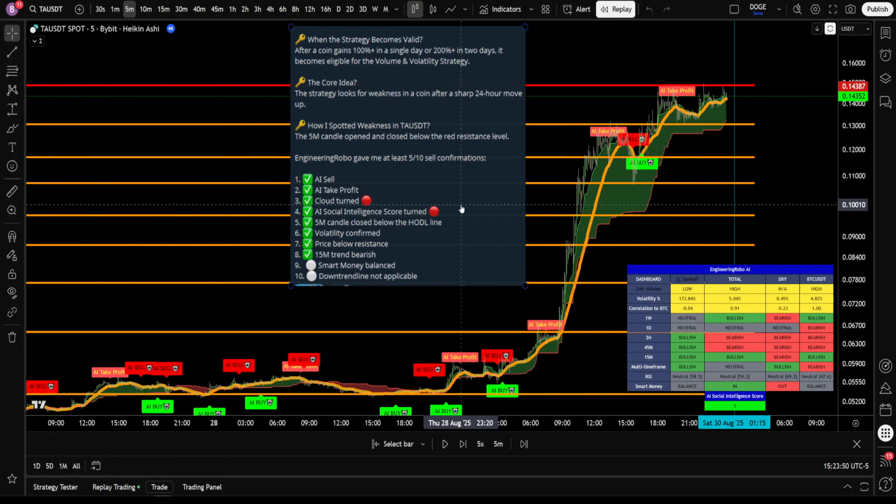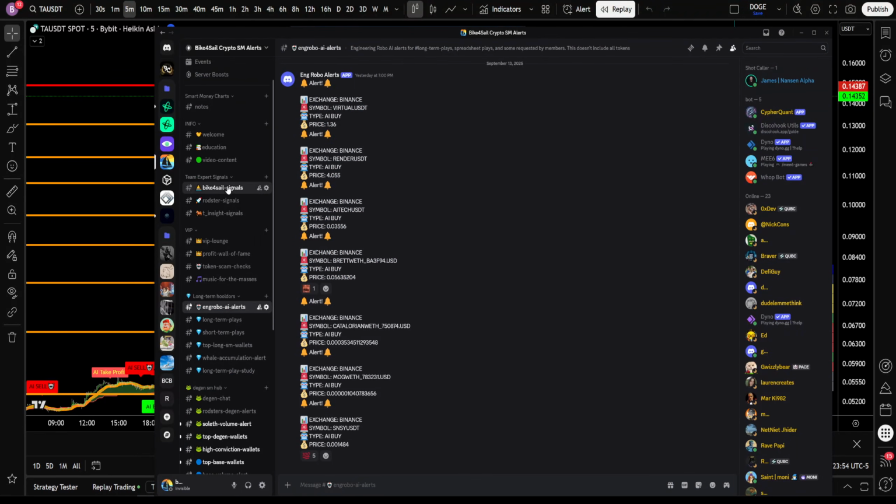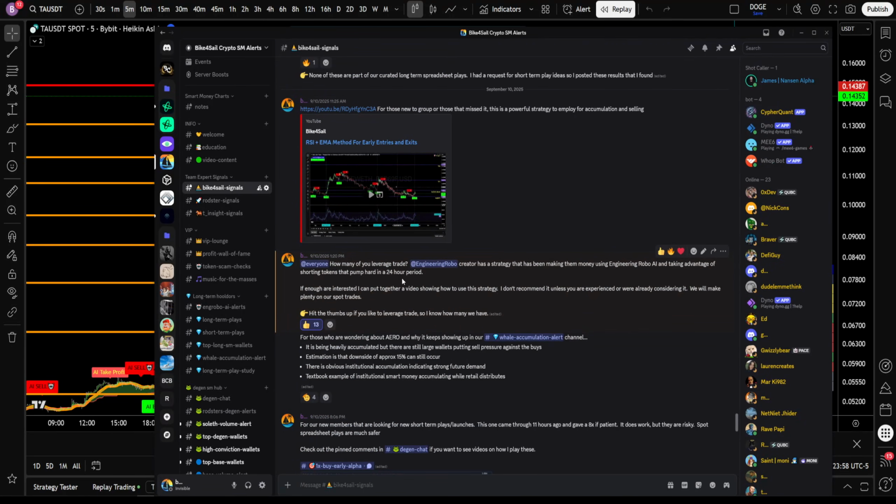I know a lot of people, I asked in Discord, actually I'll bring that up, in my signal channel here, I said, how many of you leverage trade? Engineering Robo Creator has a strategy that has been making them money using Engineering Robo AI, and they're able to take advantage of shorting tokens that pump hard in a 24-hour period. So I told them if I had enough people interested, I'd do a video like this. So part of this is for them. I had a bunch of people that were really interested in it.